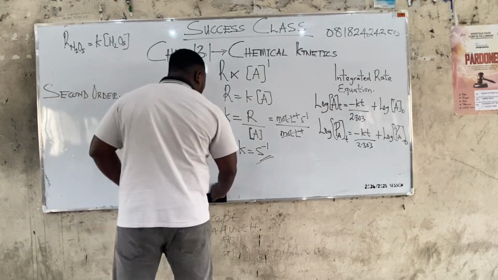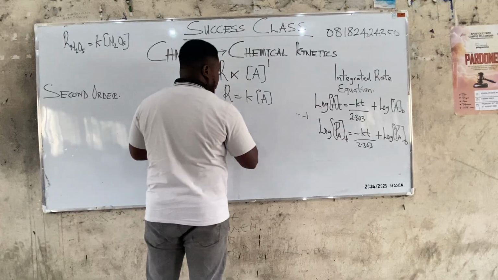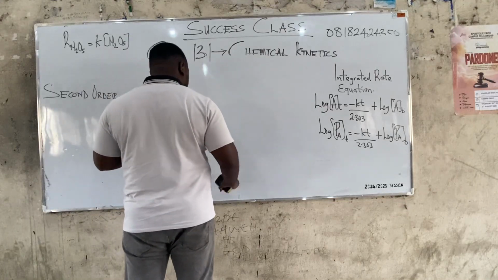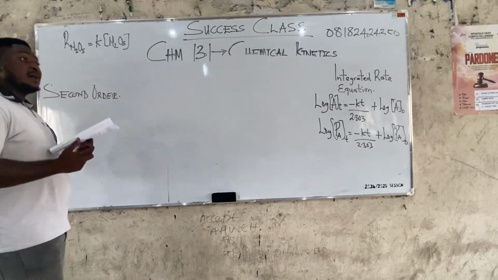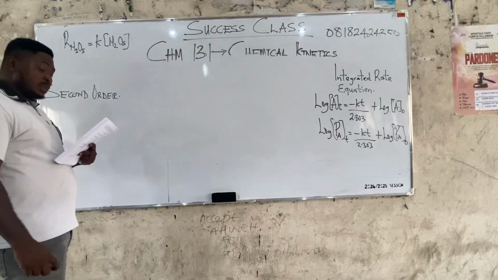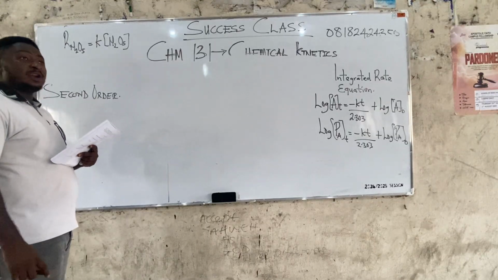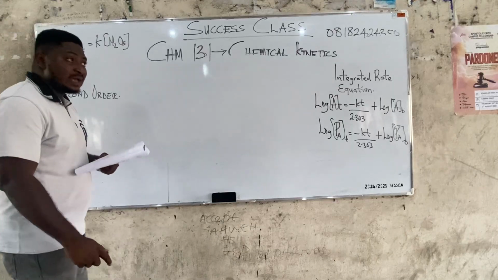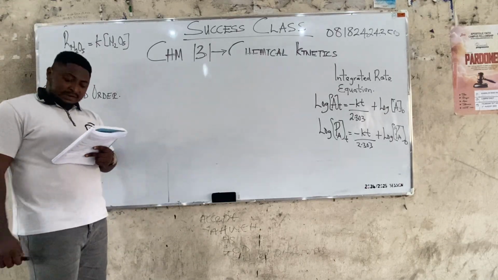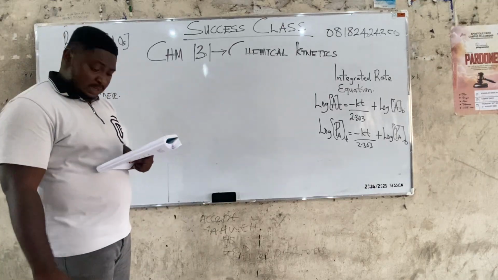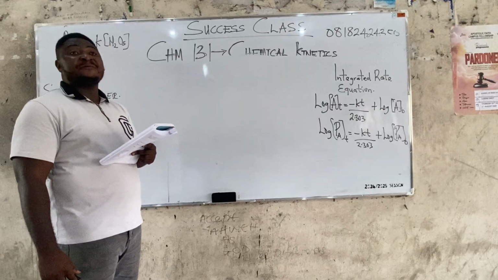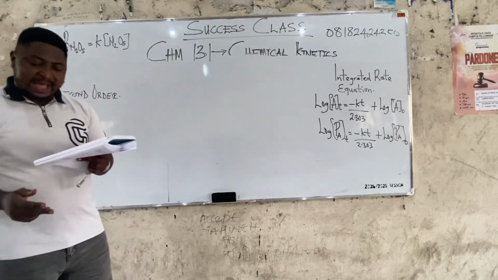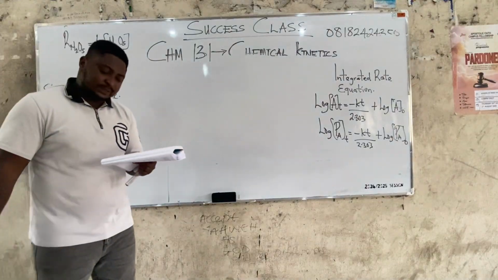Now calculate the concentration of N2O5 left, given 0.5 mole per liter, after 400 seconds of decomposition.